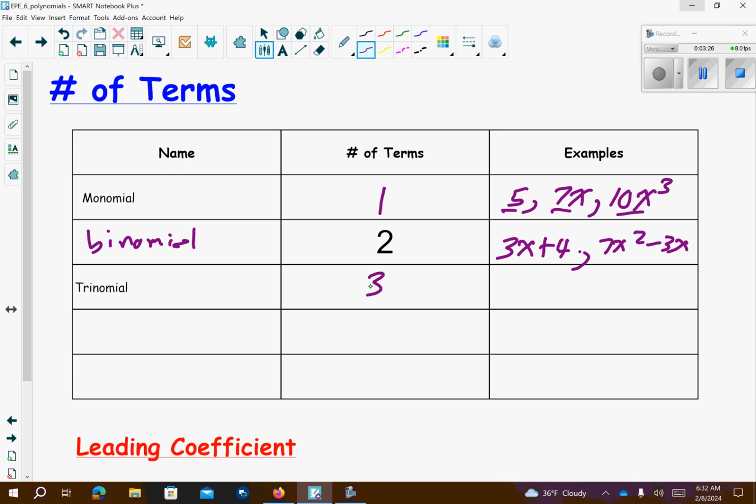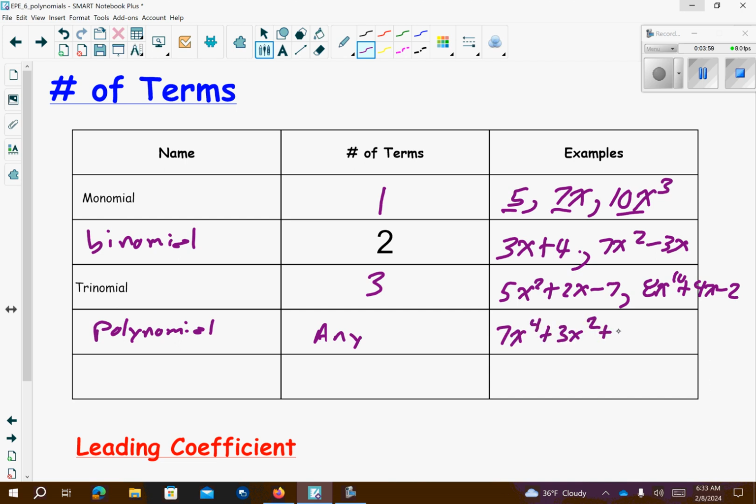A trinomial has three terms, so this could be something like 5x squared plus 2x minus 7, or you could have something with a higher degree, so 8x to the 10th plus 4x minus 2, something like that. After trinomial, it becomes something called a polynomial. A polynomial can have any number of terms. So you could have something huge like 7x to the fourth plus 3x to the second plus 8x plus 2. That's a polynomial. We have more than one term being held together by addition or subtraction signs.